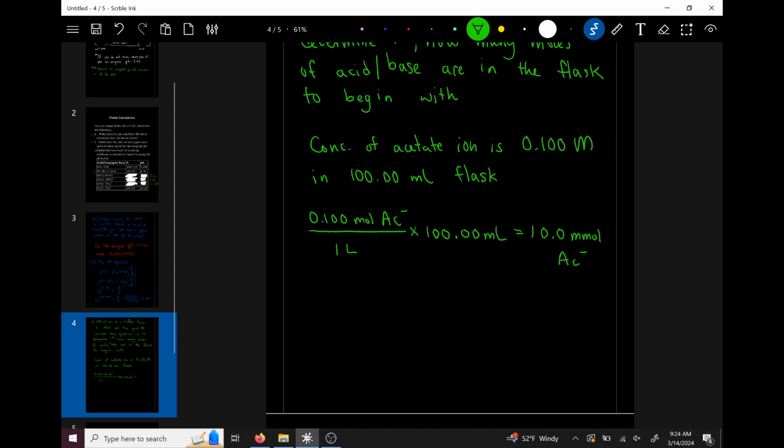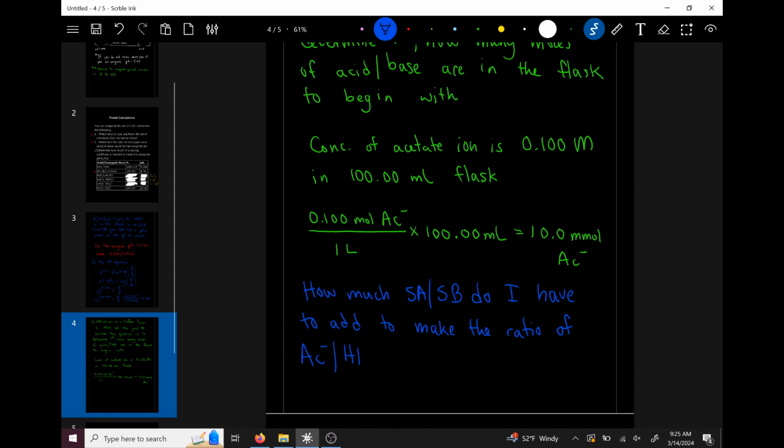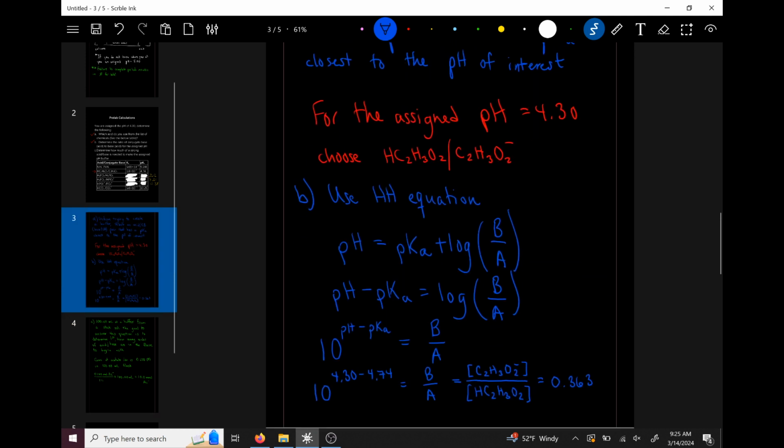Okay. Now I have to figure out how much, let's say, strong acid or strong base I have to add to make the ratio of the acetate ion to the acetic acid molecule equal, what was the value? 0.363? 0.363.